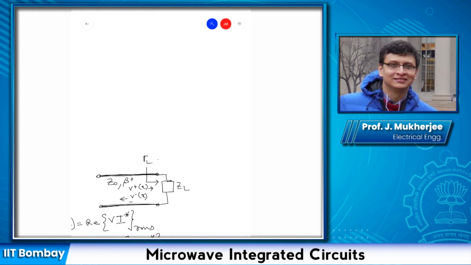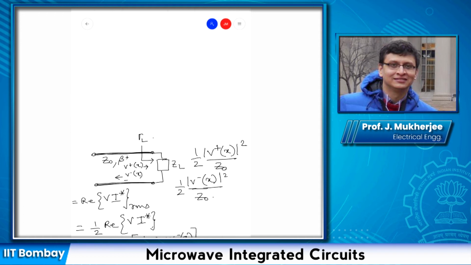So V minus X represents the reflected voltage or the reflected wave. So if I just find out the value of this quantity, then it represents the power flowing in the plus X direction, whereas this quantity represents the power flowing in the minus X direction, isn't it? So this is one important concept.